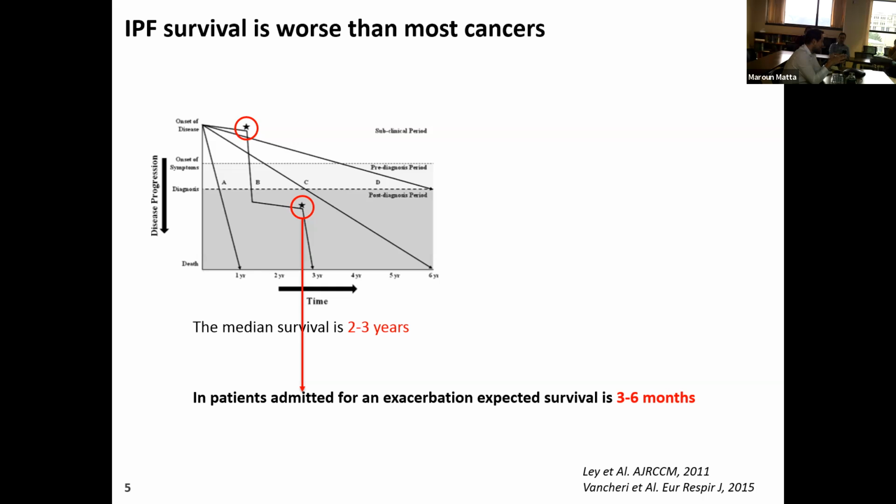So they have a 50% chance of dying while they're in the hospital. And those who do leave the hospital are at higher chances of exacerbation, and their survival expectancy is about 3 to 6 months. So if you get an IPF exacerbation, this is really bad. So this is why early evaluation is important.